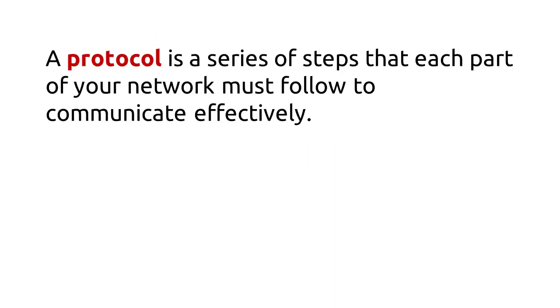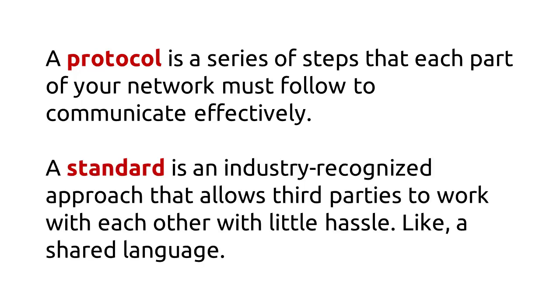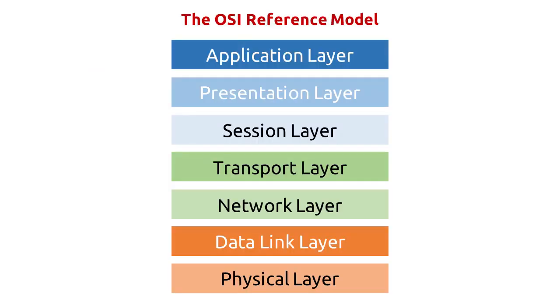Lesson summary. A protocol is a series of steps that each part of your network must follow to communicate effectively. A standard is an industry-recognized approach that allows third parties to work with each other with little hassle, like a shared language. The OSI Reference Model is a hierarchy of standards that breaks down network parts into 7 layers. Each layer performs services for the layer above it. Layer 1 Physical Layer, Layer 2 Data Link Layer, Layer 3 Network Layer, Layer 4 Transport Layer, Layer 5 Session Layer, Layer 6 Presentation Layer, Layer 7 Application Layer.